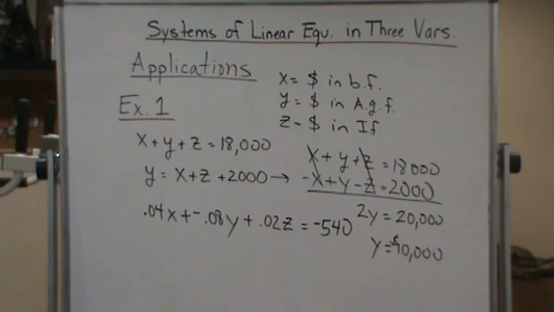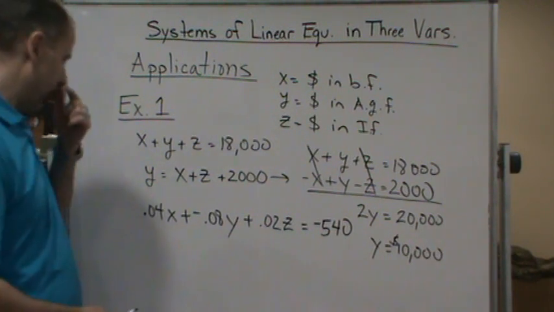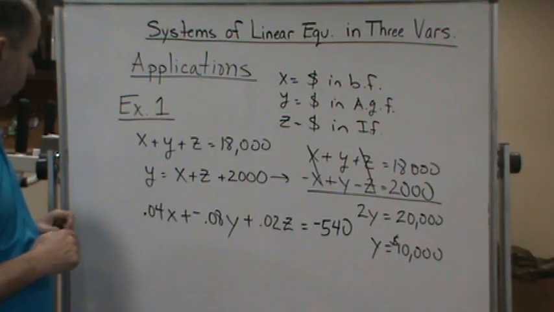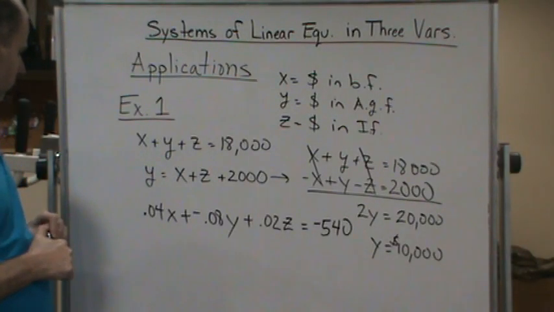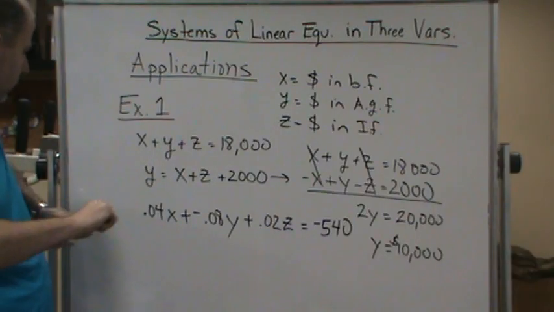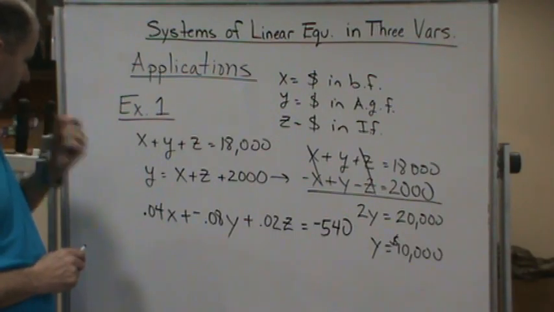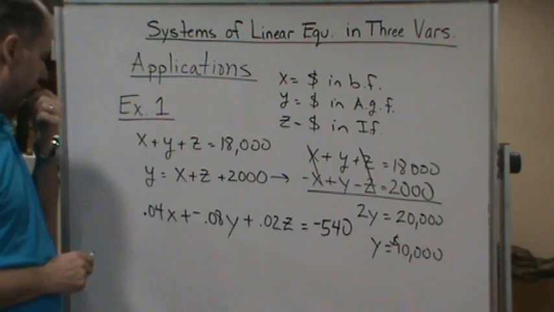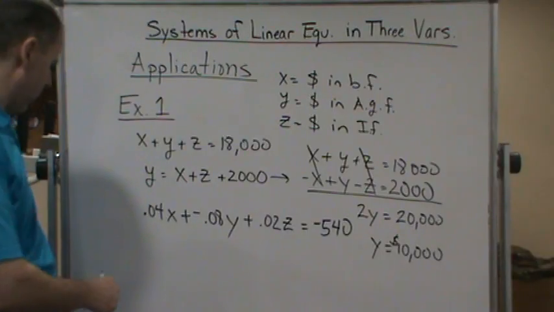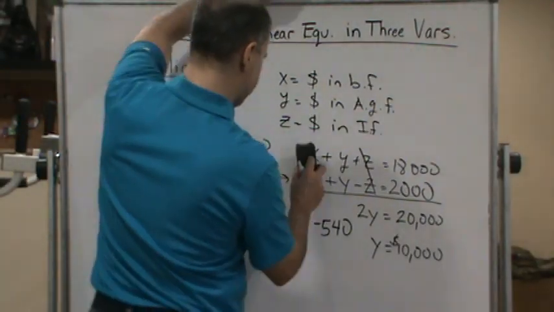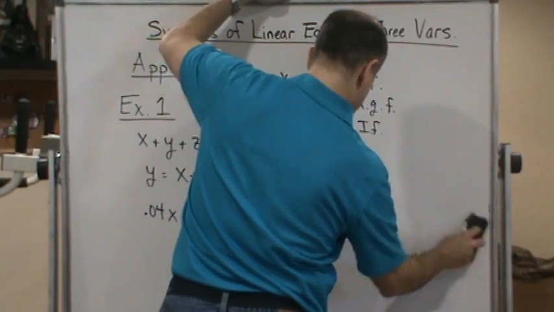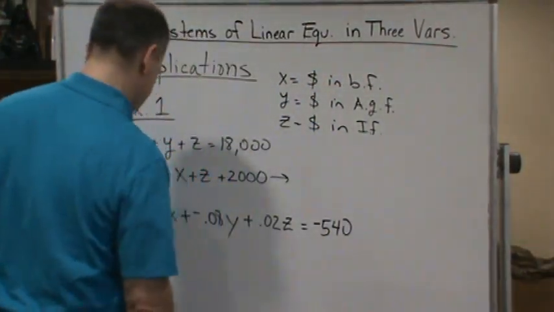Now that we know what Y is, we can plug Y into both of these equations and get a system of two equations with two unknowns. So we know Y is 10,000, so let's use that.